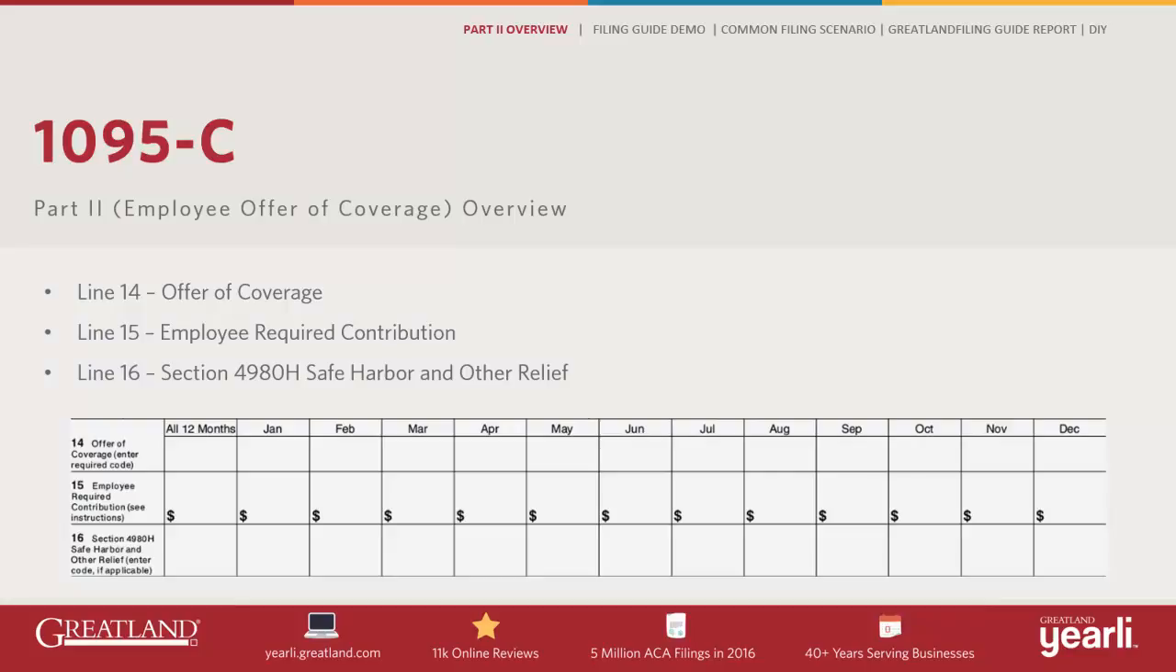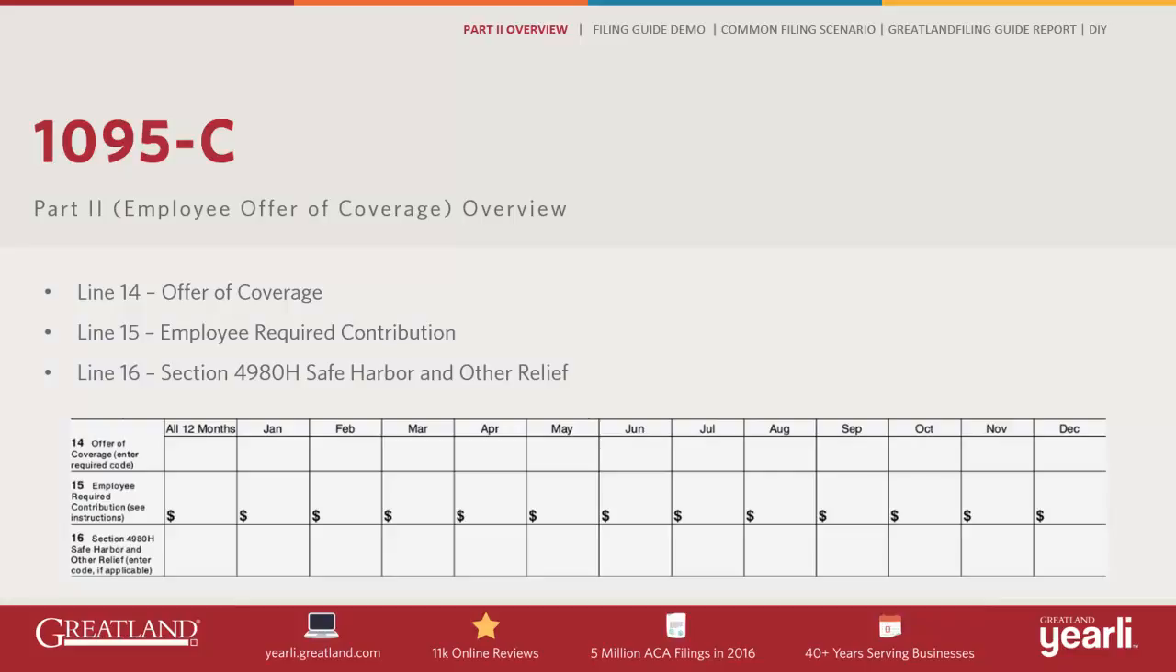On line 15, enter the employee required contribution, which is generally the employee's share of the monthly cost for the lowest cost, self-only, minimum essential coverage providing minimum value that is offered to the employee. Keep in mind that the amount entered might not be the amount the employee is actually paying for coverage. For example, if the employee is enrolled in family coverage and pays $300 per month, but the monthly amount for the employee-only coverage is $150 per month, $150 is the amount to be entered on line 15.